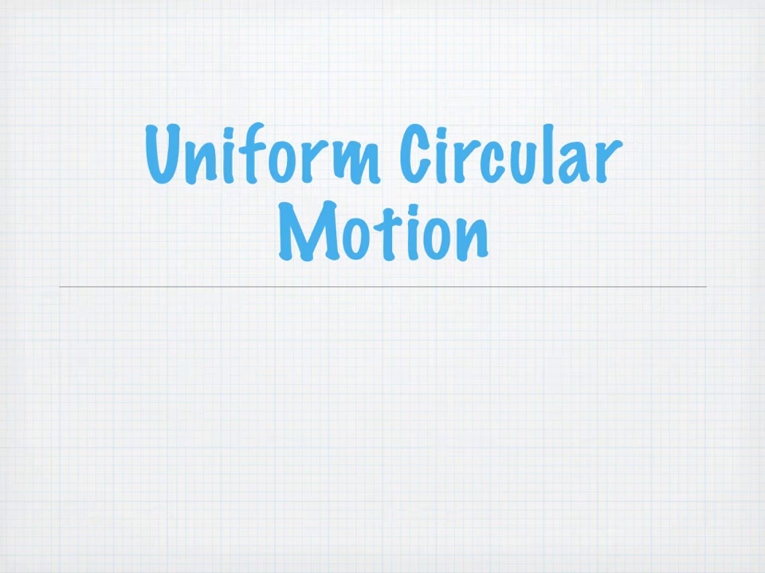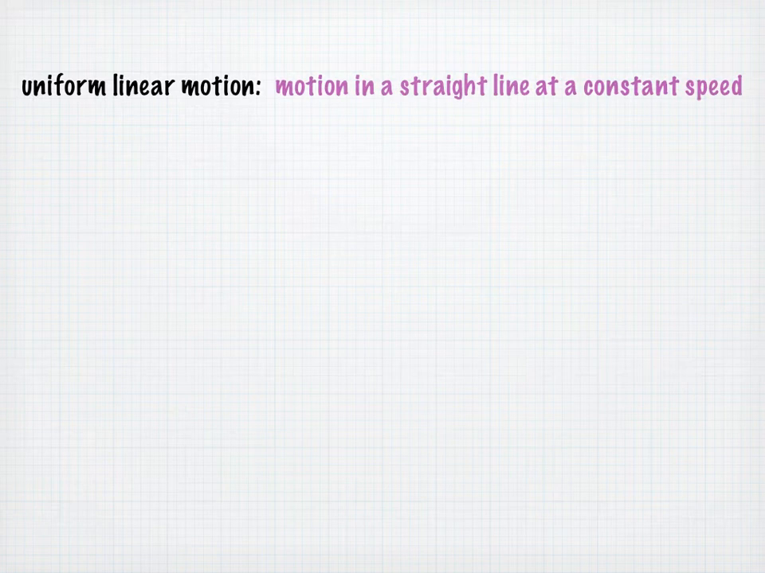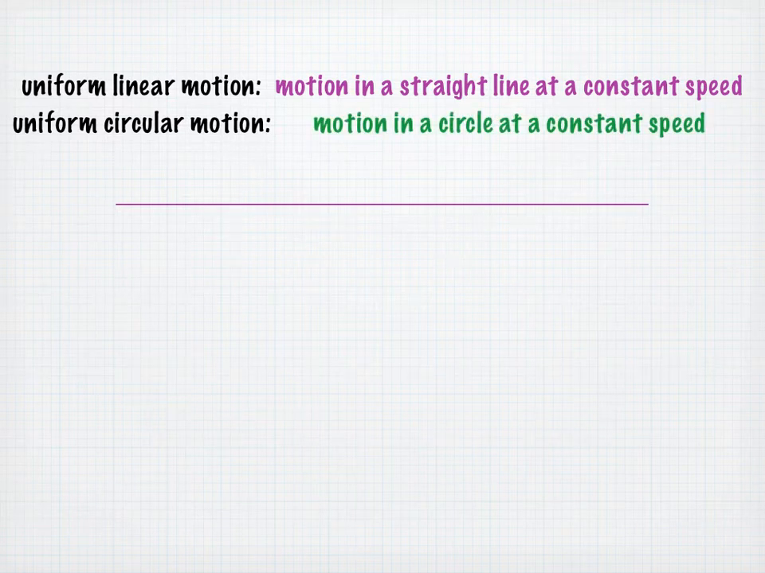Uniform circular motion. When we talked previously about uniform linear motion, we said that it was motion at a constant velocity. Motion at a constant velocity means motion in a straight line at a constant speed. Uniform circular motion is similar in that it is motion in a circle at a constant speed.